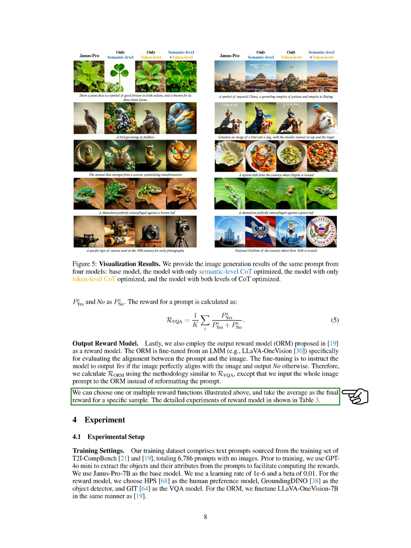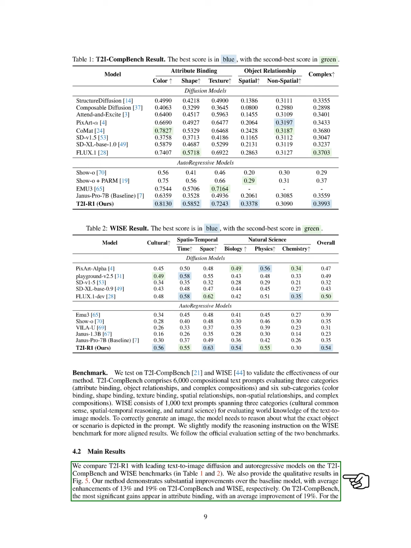To validate our method, we test on T2I-CompBench and WISE. T2I-CompBench includes 6,000 compositional text prompts across 3 categories and 6 subcategories, while WISE has 1,000 prompts covering 3 categories related to world knowledge. We slightly adjust the reasoning instructions for WISE to improve alignment with our results, adhering to the official evaluation settings for both benchmarks. In our main results, we compare T2I-R1 with leading text-to-image models on T2I-CompBench and WISE.